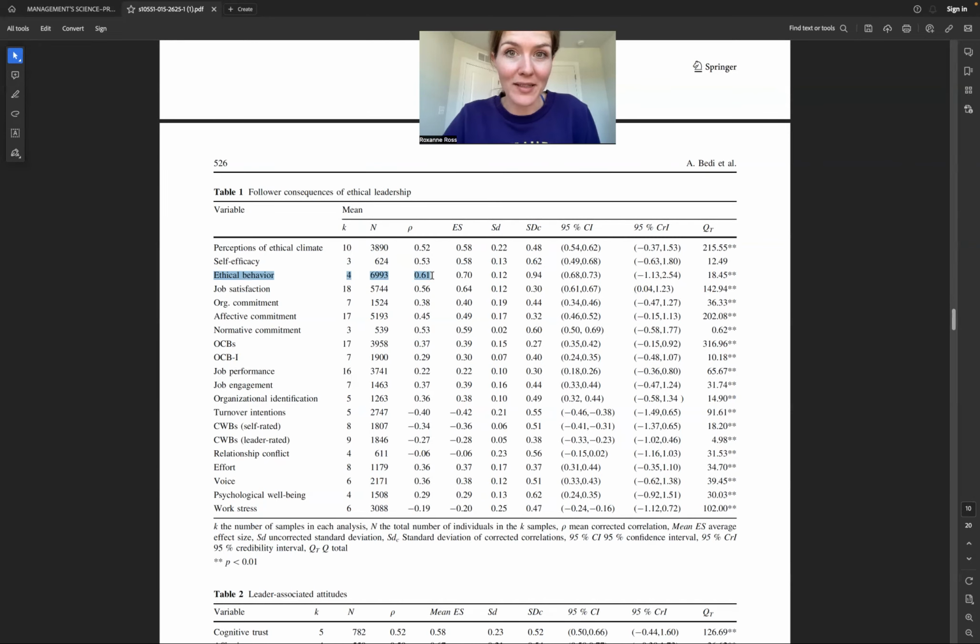In this case, rho is 0.61. That's a pretty good effect size. It's pretty big. Most of the times in the social sciences, our correlations are pretty small, and 0.61 is a correlation that somebody would get excited about. We maybe don't care that much about these other numbers.